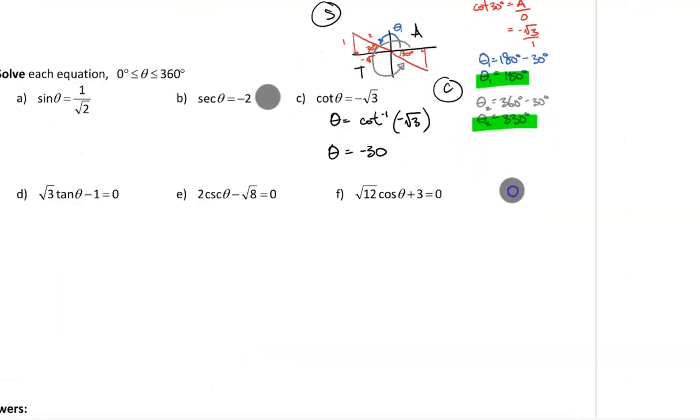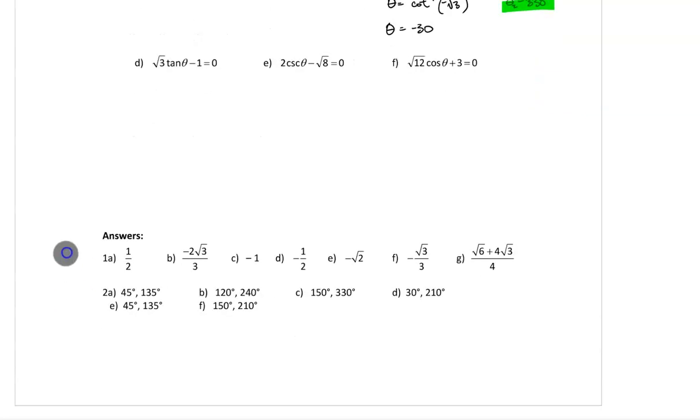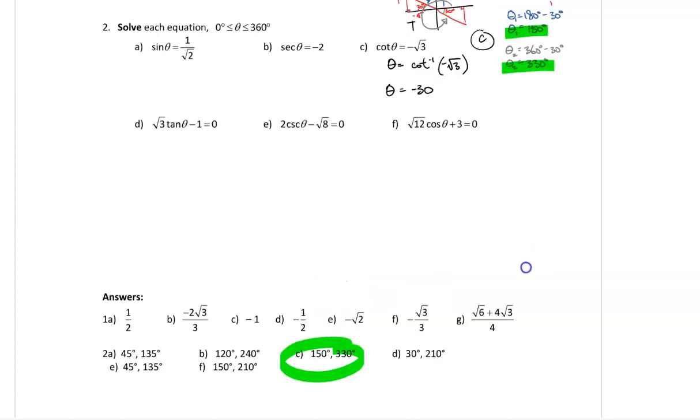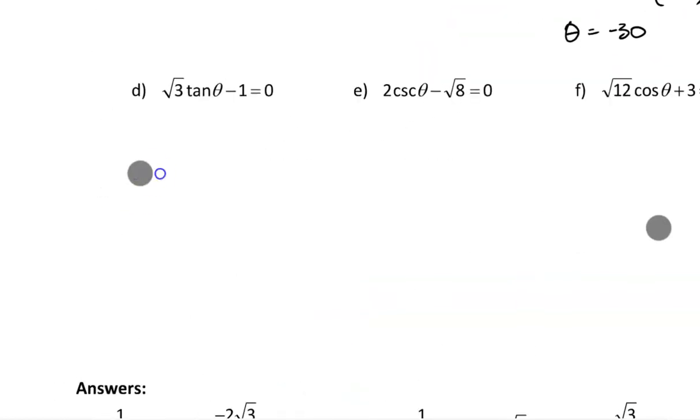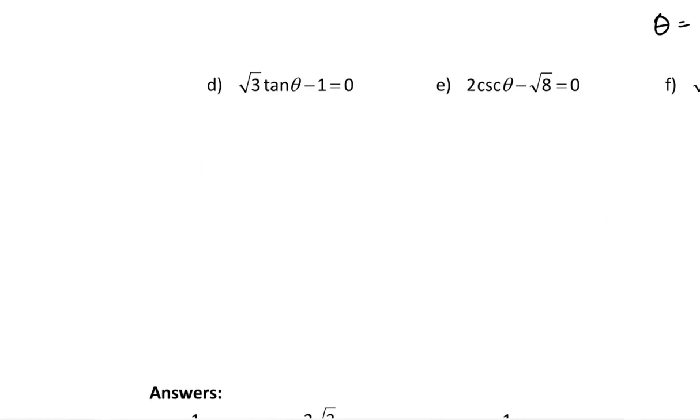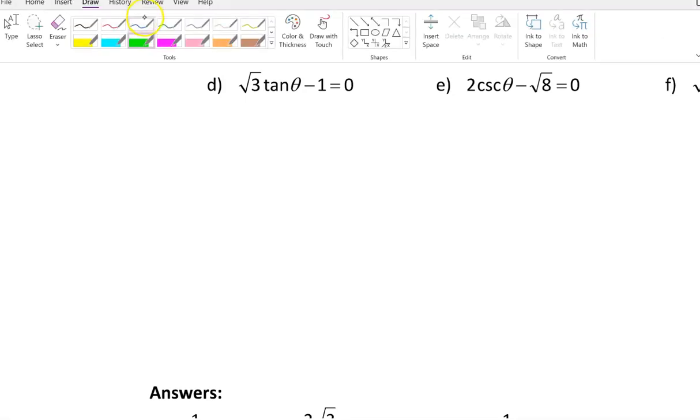Right, we should see 150 and 330 down where the answer key is, and that is right there. Okay, so let's talk about letter D here. With letter D, I'm going to do the exact same steps, but there's just a little bit of a hindrance.